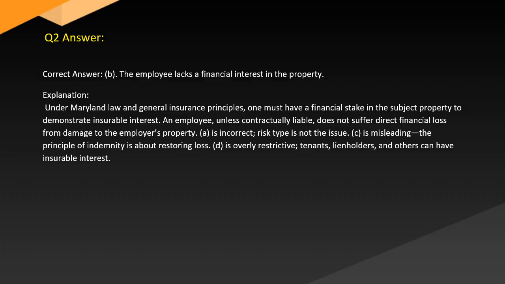Answer. Correct answer B. The employee lacks a financial interest in the property. Explanation. Under Maryland law and general insurance principles, one must have a financial stake in the subject property to demonstrate insurable interest. An employee, unless contractually liable, does not suffer direct financial loss from damage to the employer's property.